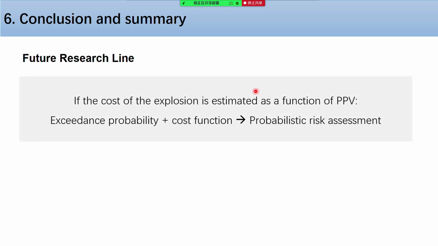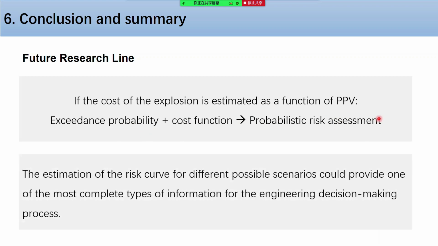Just imagine that we currently have the exceedance probability, right? If we have the cost function, what I mean by cost function is what would be the cost if we get to a certain amount of vibration. If we can have this cost function, then we can put it together with exceedance probability in order to get the probabilistic risk assessment. That means the probability of getting a certain risk when we have a certain amount of PPV. And this is the conclusion of our research that we are currently working on.